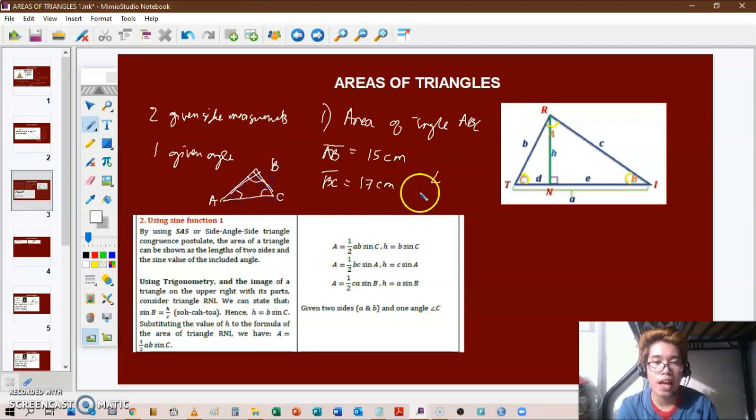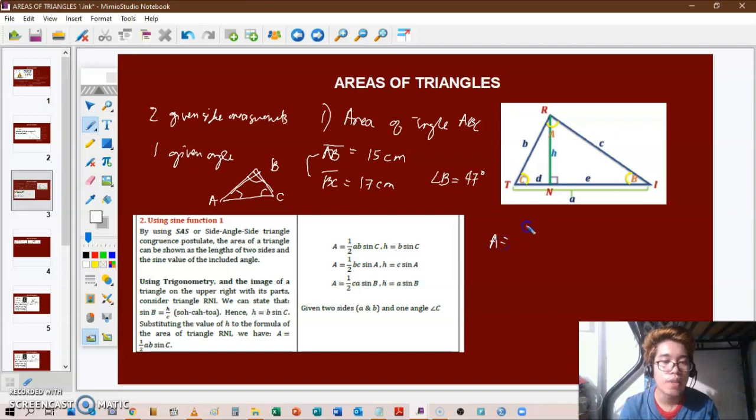So we have here that angle B measures, let's say, 47 degrees. So how can you compute for the area of this triangle given only this information? Two side measurements and an angle. So we can use the formula for finding the area of a triangle using the sine function.